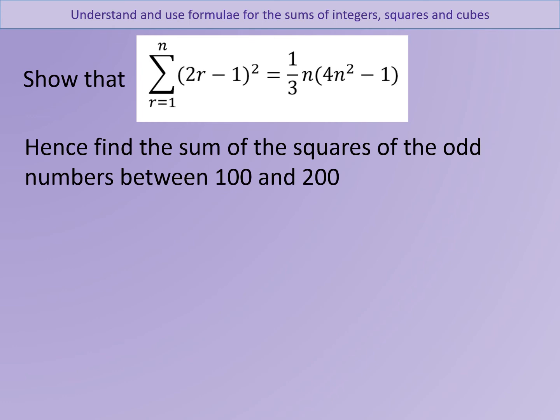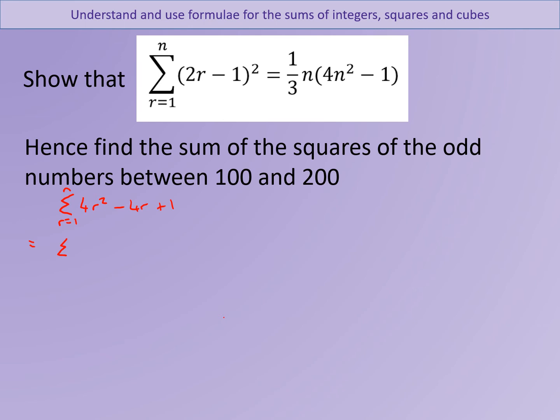I'm going to show, so we're working out the sum from r equals 1 to n of, I'm just going to expand out that bracket. So I've got 2r minus 1 all squared. That expands to give us 4r squared minus 4r plus 1. So that can be split up into 3 separate sums.